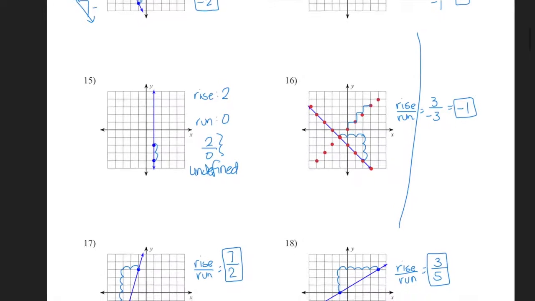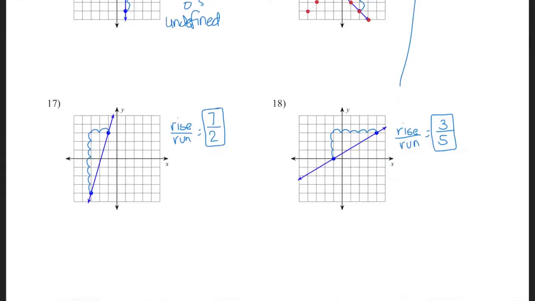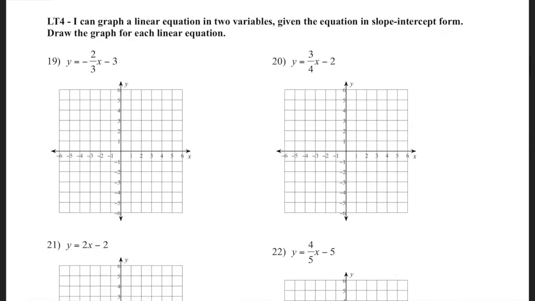All right, I hope you remembered slope. If you have any questions, please feel free to email me about those. And let's talk about now reversing the process and actually drawing. We're going to graph the linear equation in 2 variables. Given the equation in slope-intercept form, we're going to draw the graph.